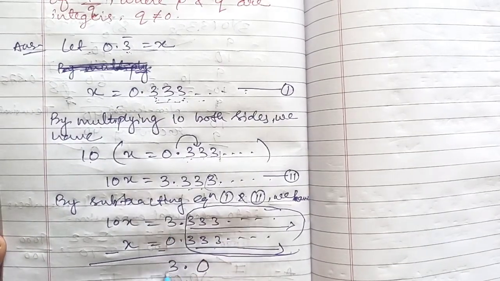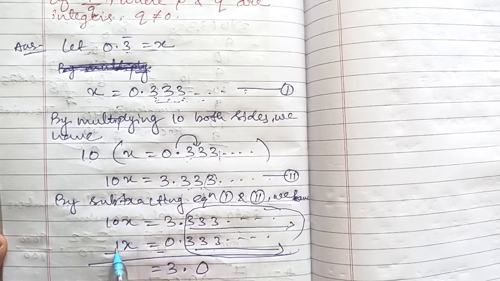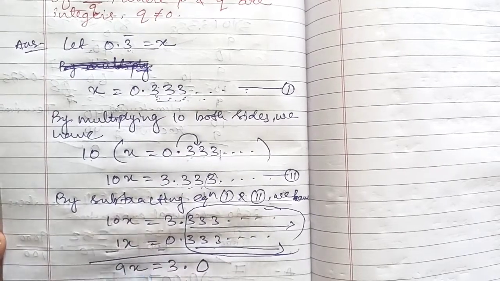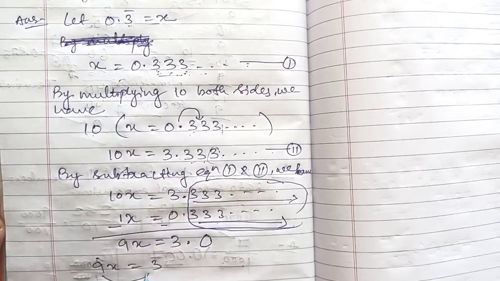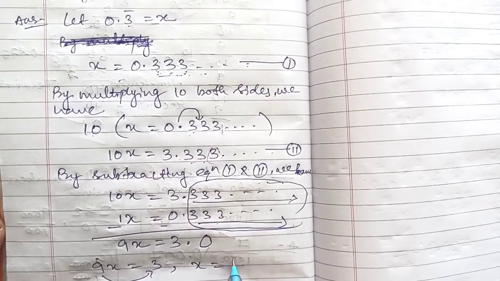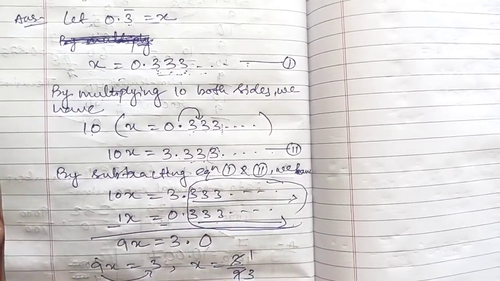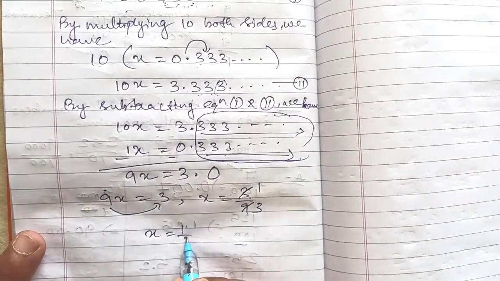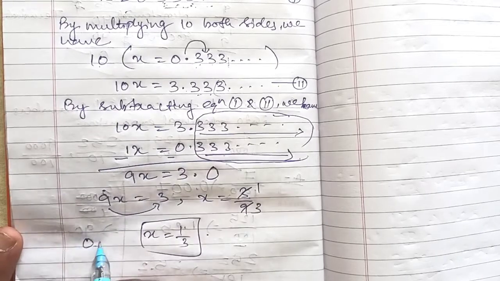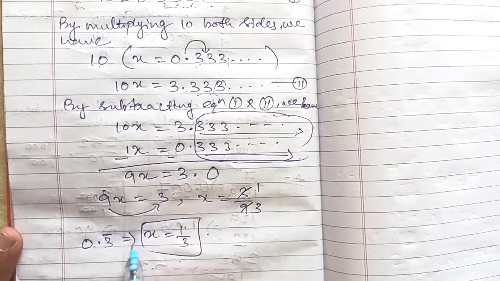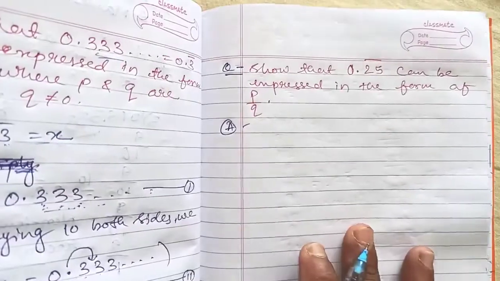3 minus 0 is 3. 10 minus 1 is 9x. So I got 9x equals 3. Divide by 9, we get x equals 3 by 9. 3 ones are 3, 3 threes are 9. So we got x equals 1 by 3. So we have converted 0.3 bar into p by q form. One more example we will see.